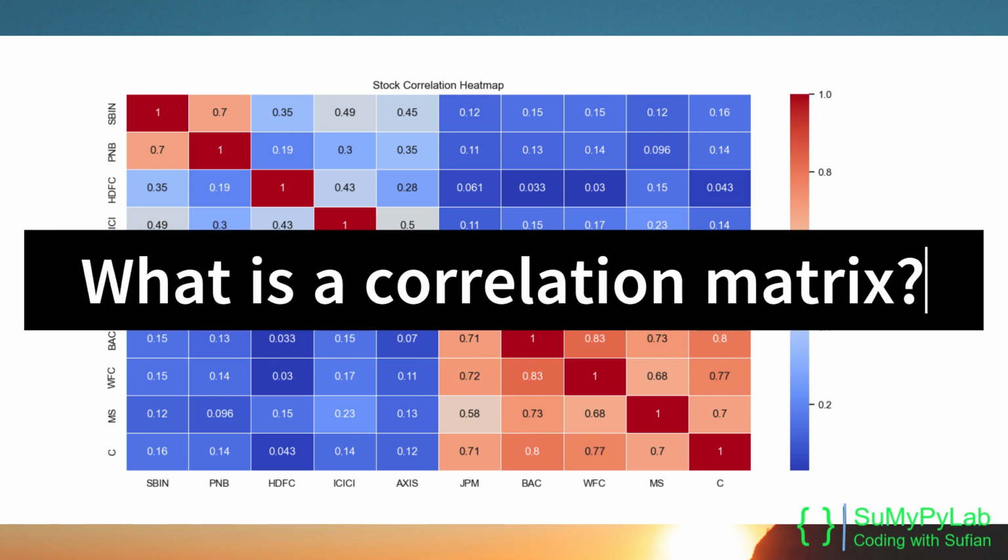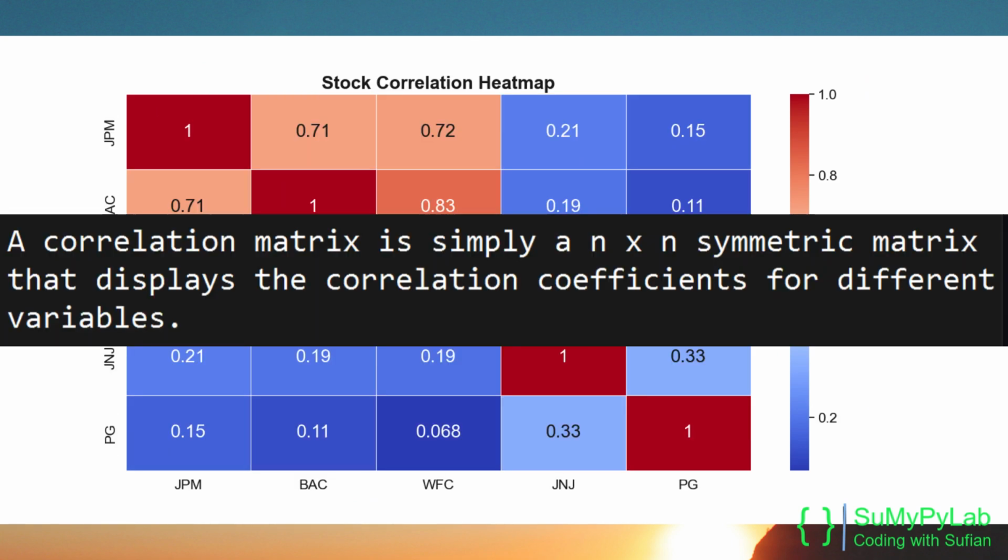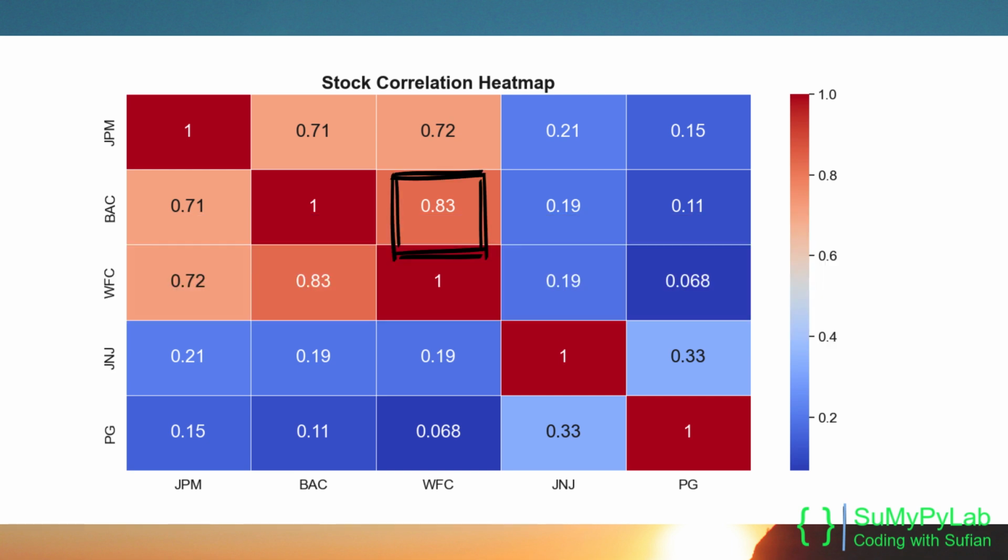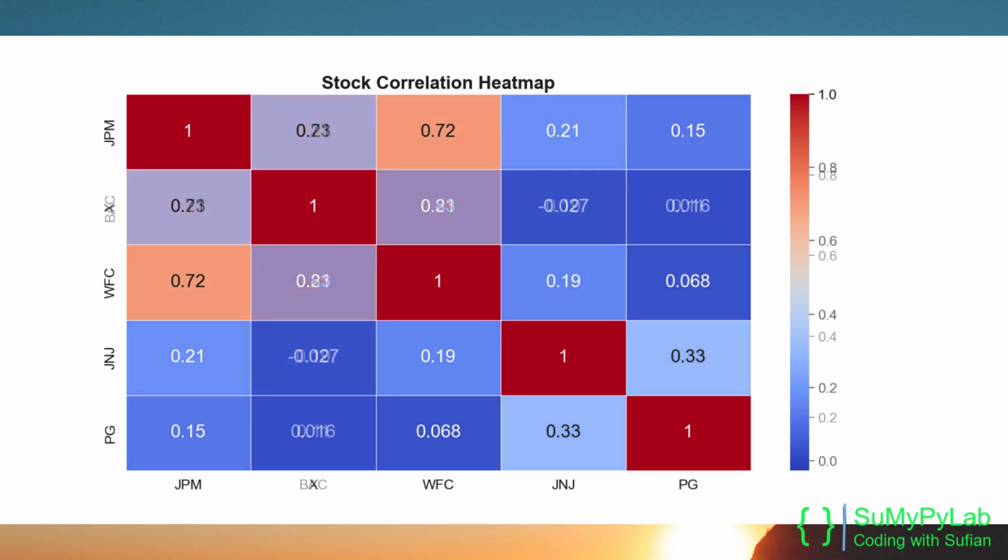So, what is a correlation matrix? A correlation matrix is simply an n-by-n symmetric matrix that displays the correlation coefficients for different variables. Large values in the correlation matrix indicate strong collinearity between the variables involved. A correlation matrix helps us to understand whether a set of variables correlate with each other or not, and whether that correlation is positive or negative.